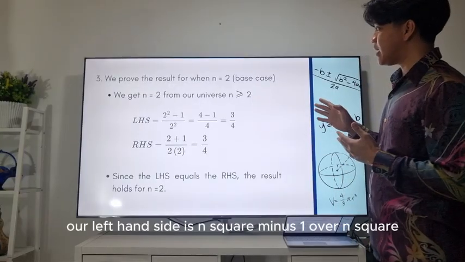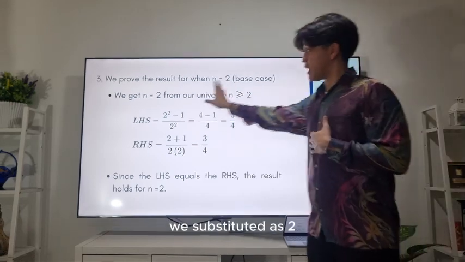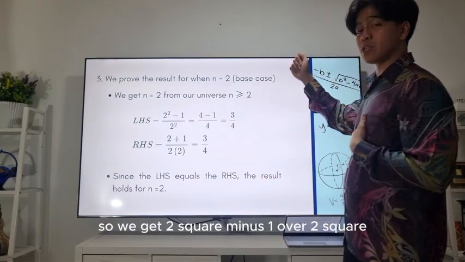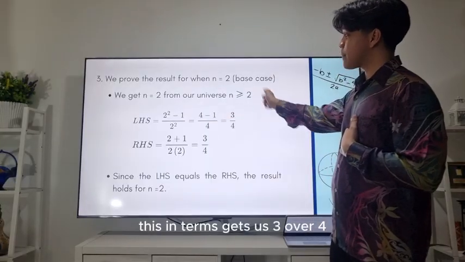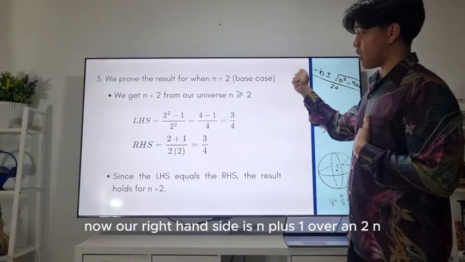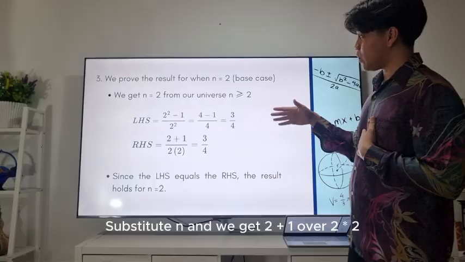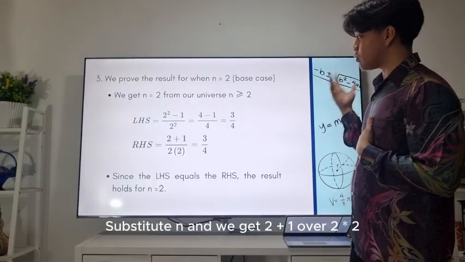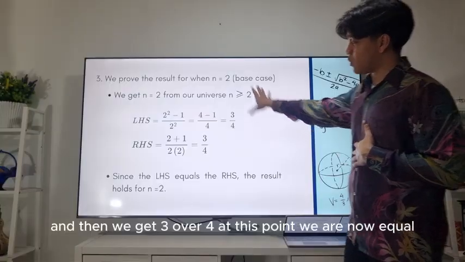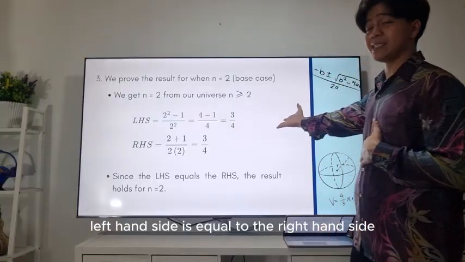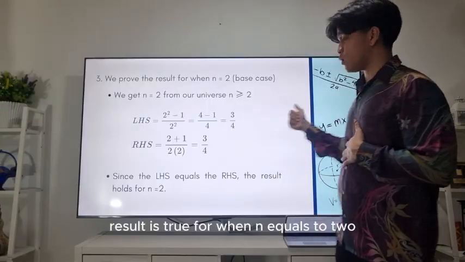Now, our left-hand side is (n squared minus 1) over n squared. We substitute n as 2, so we get (2 squared minus 1) over 2 squared. This, in turn, gets us 3 over 4. Now, our right-hand side is (n plus 1) over 2n. Substitute n, and we get (2 plus 1) over (2 times 2), and then we get 3 over 4. At this point, we are now equal. The left-hand side is equal to the right-hand side, which means this result is true for when n equals 2.